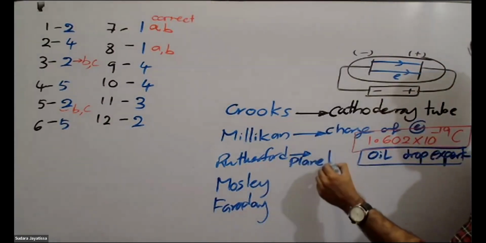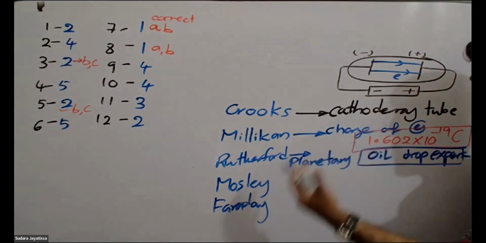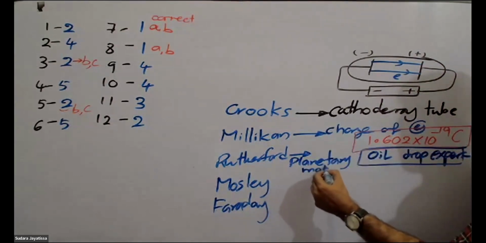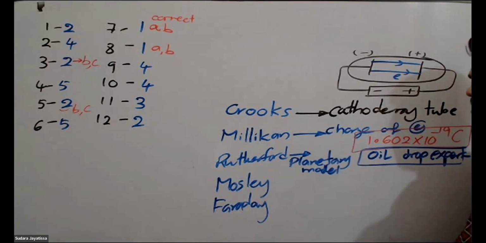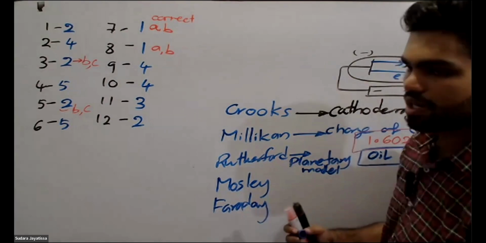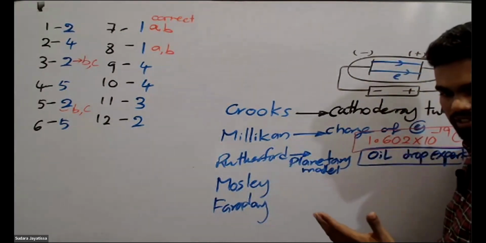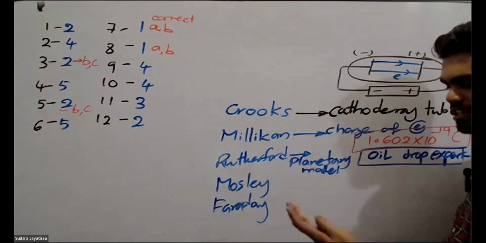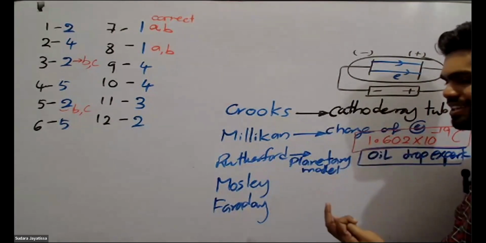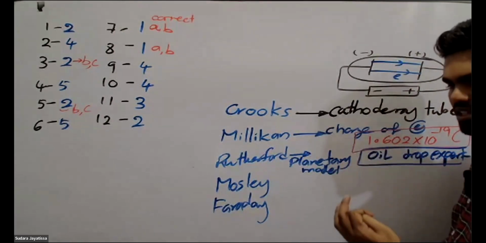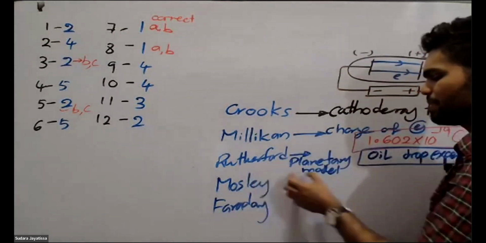We can complete the discussion of the planetary model in our upcoming classes. Last week we discussed our positive ray experiments, and after that we have to complete the gold foil experiment. If you take these two experiments together, we can nicely explain the planetary model.